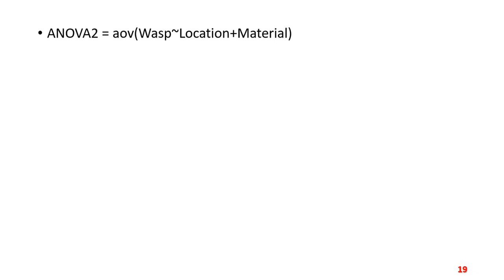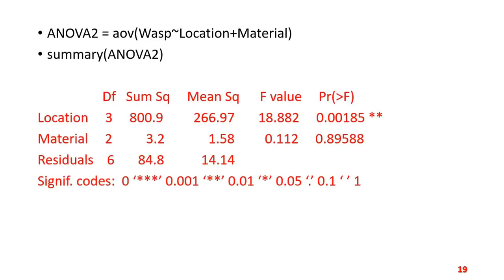Once we have taken up the data, then we use the command for doing ANOVA, AOV, as we have done in the case of one-way analysis of variance, and then WASP, because that is the name of the dependent variable, the number of wasps caught. Here there are two sources of variation: one is location and one is material, and that is the variable name by which they are known. So we are calling them by their variable name, and the entire result of the analysis of variance is stored in anova2. This is the name of the variable. Then we give the summary anova2 command and we get this table.